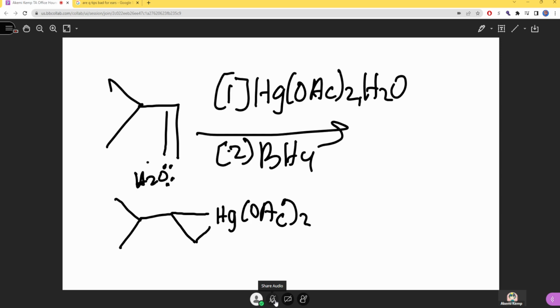So, oxygen has these lone pairs, 2 lone pairs. Since it is Markovnikov, it's going to be added to the most substituted side. So, it is going to attack this carbon here. One of the lone pairs attacks this, and then the membrane would break open, right?